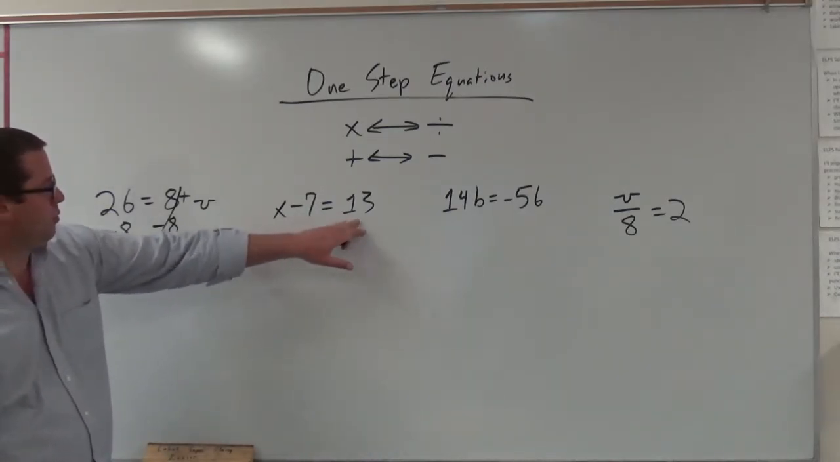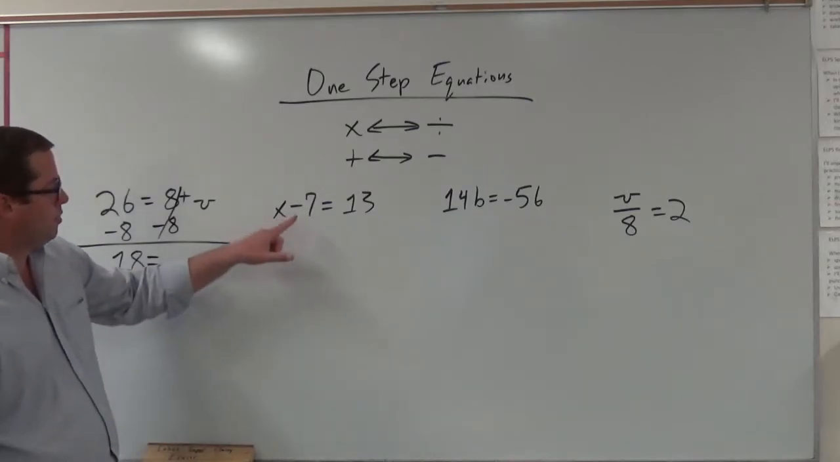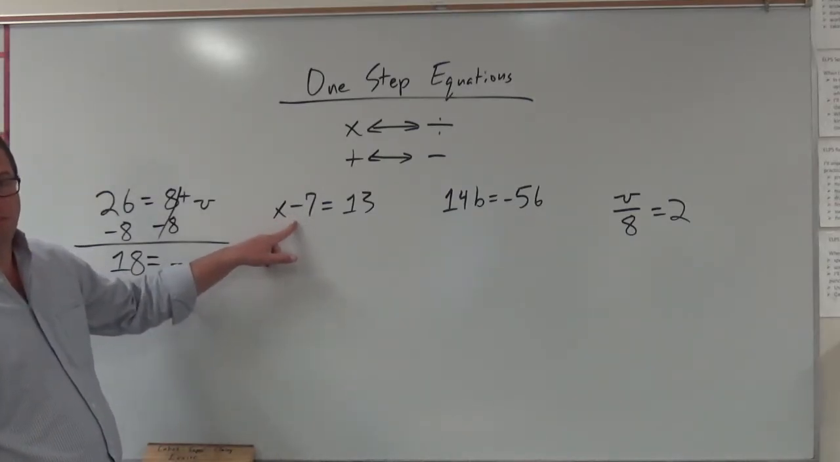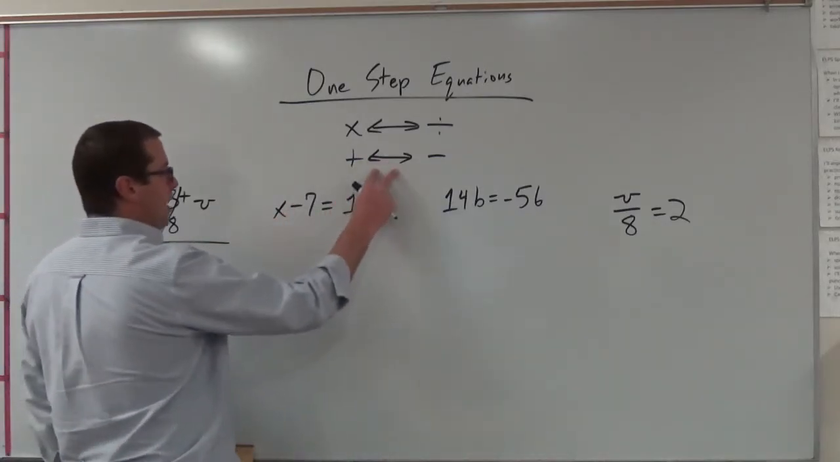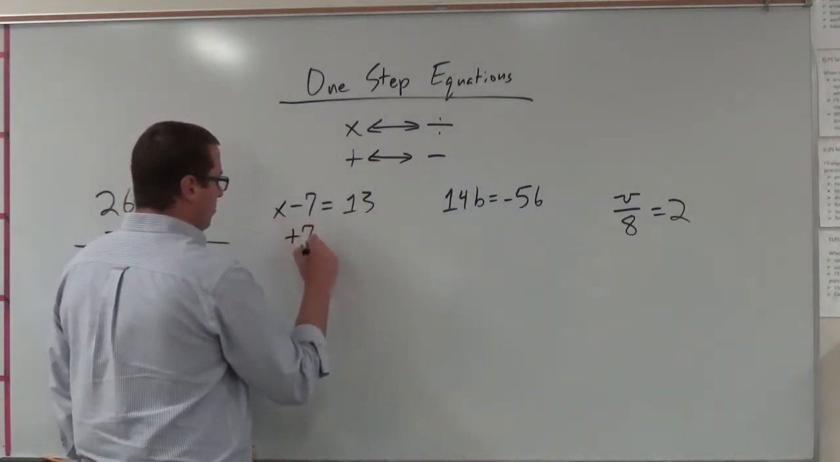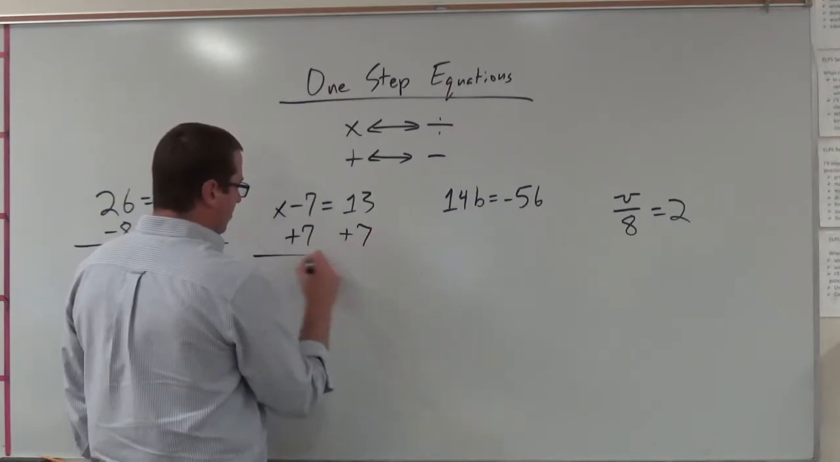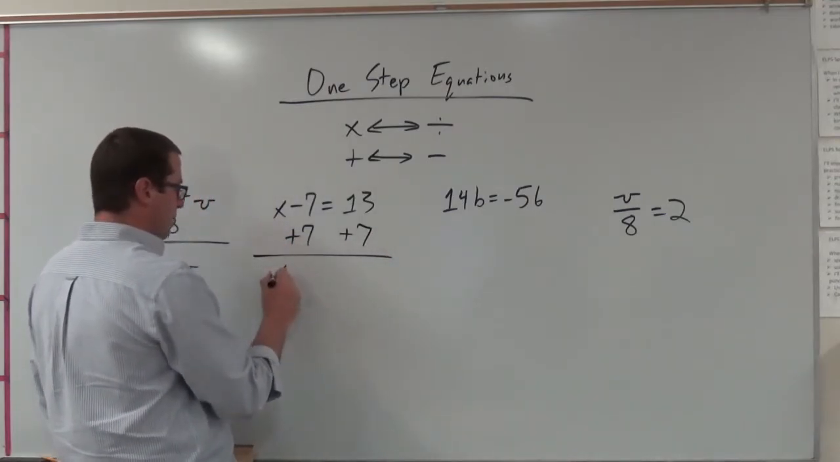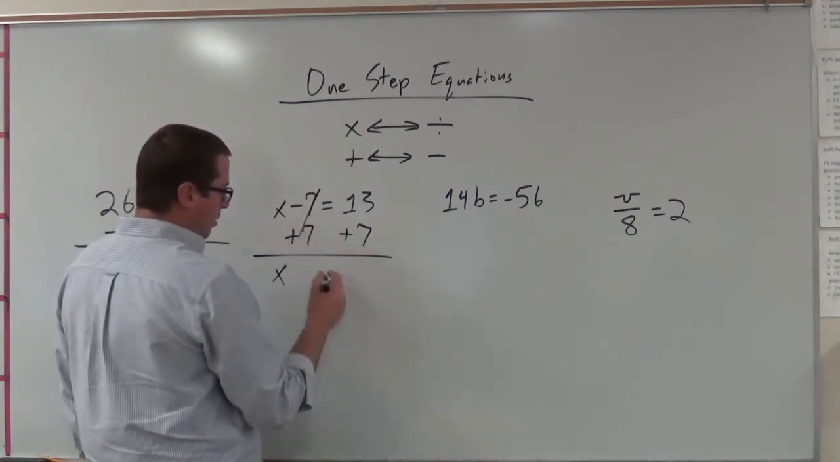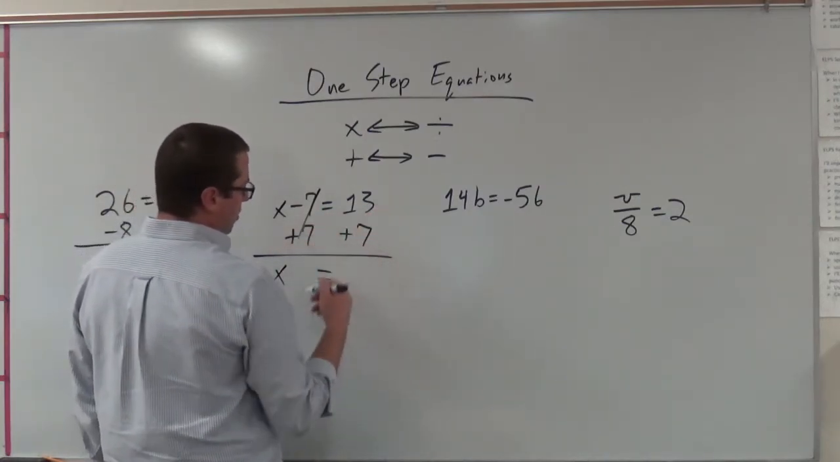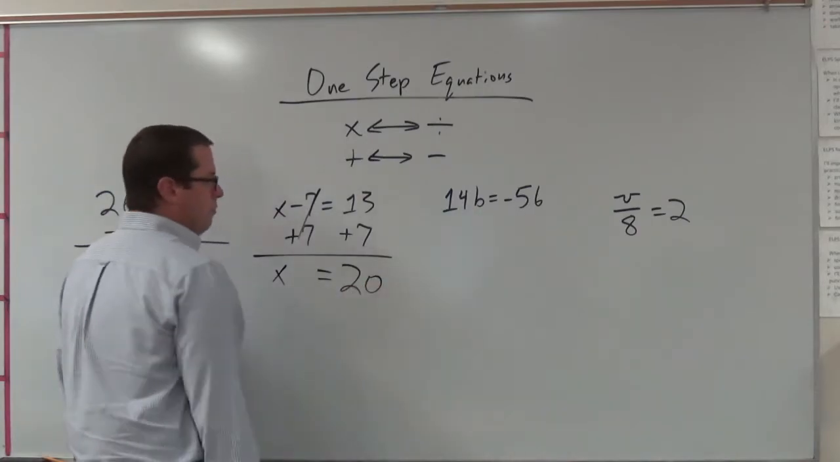x minus 7 equals 13. I'm subtracting 7 from the x here. So I need to do the opposite. So I'm going to add 7 and add 7. My x comes down. Negative 7 plus 7 is gone. My equals comes down. 13 plus 7 is 20.